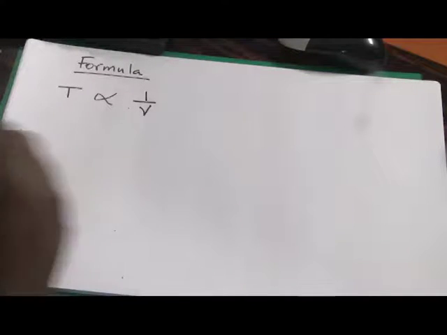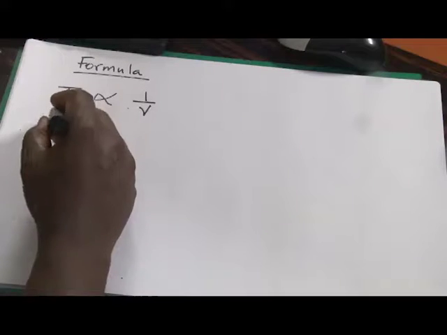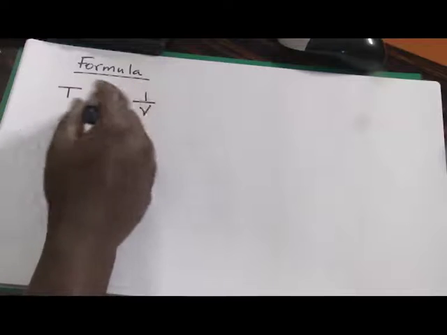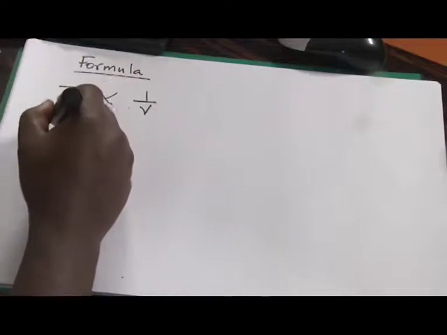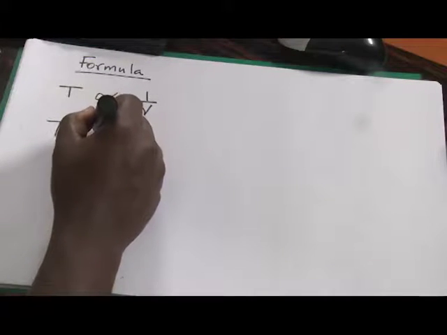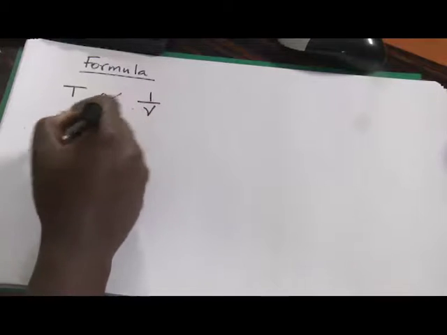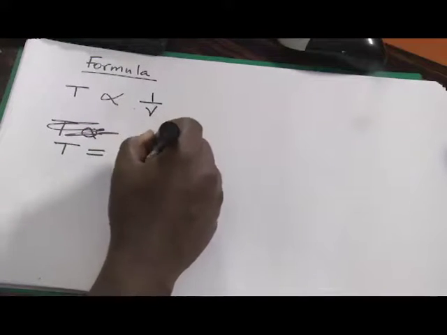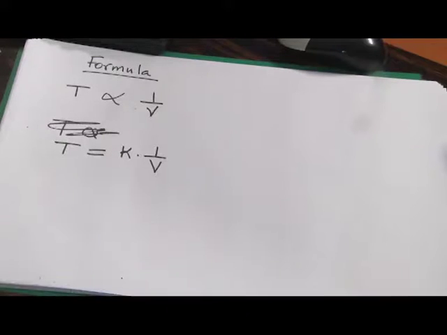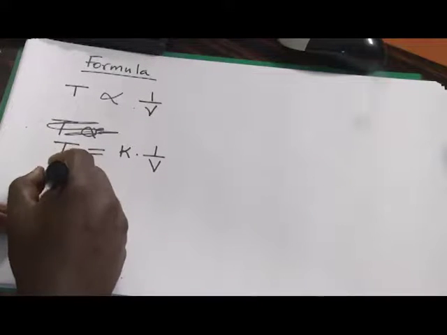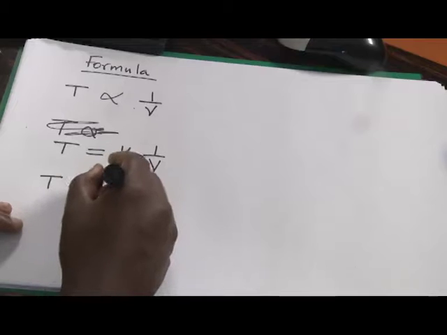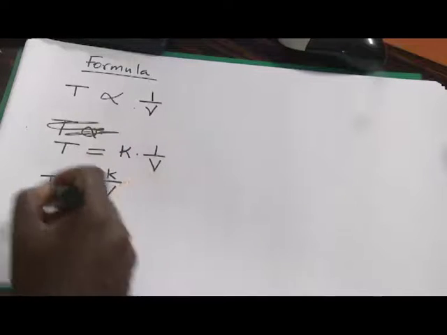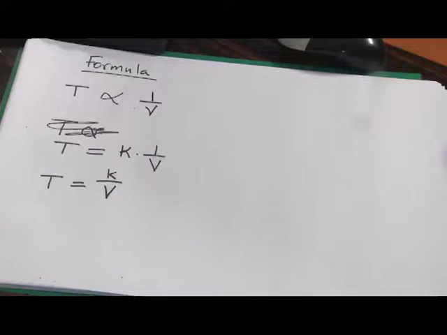Now again, we must look for a quantity that will make these two equal. There must be a constant that will make these two equal. We can rewrite this: T is equal to K over V. Now we can plug in what we are already given.